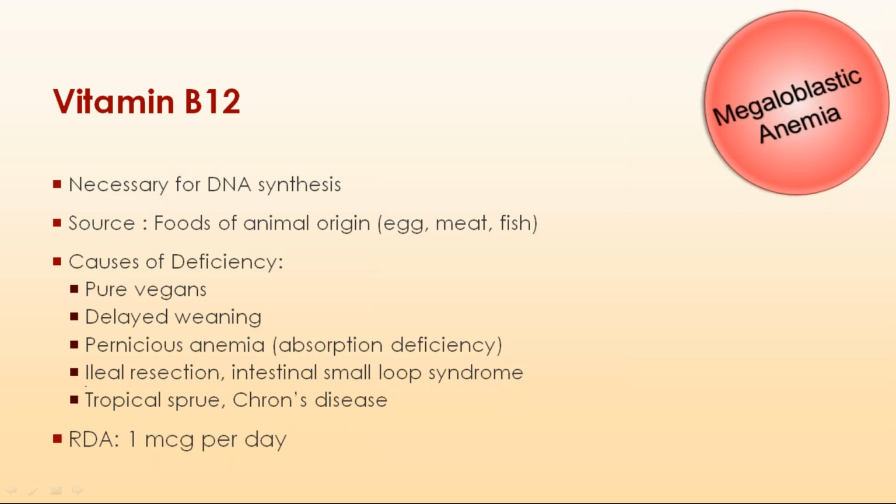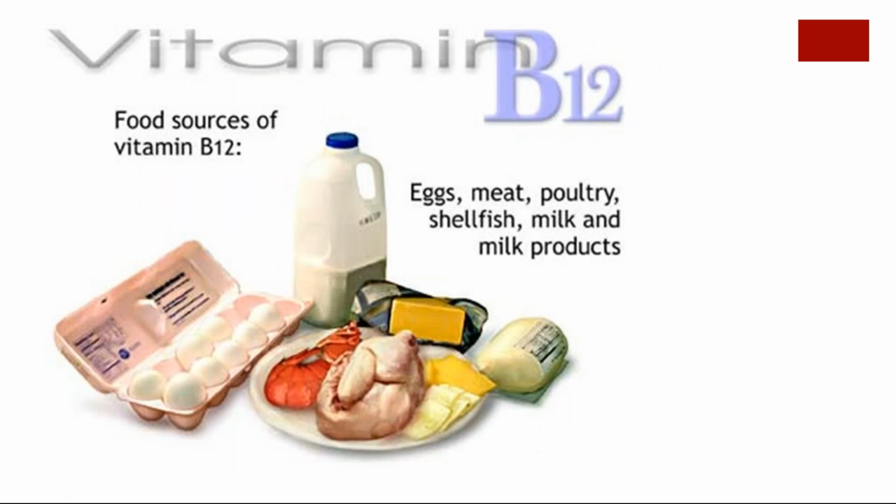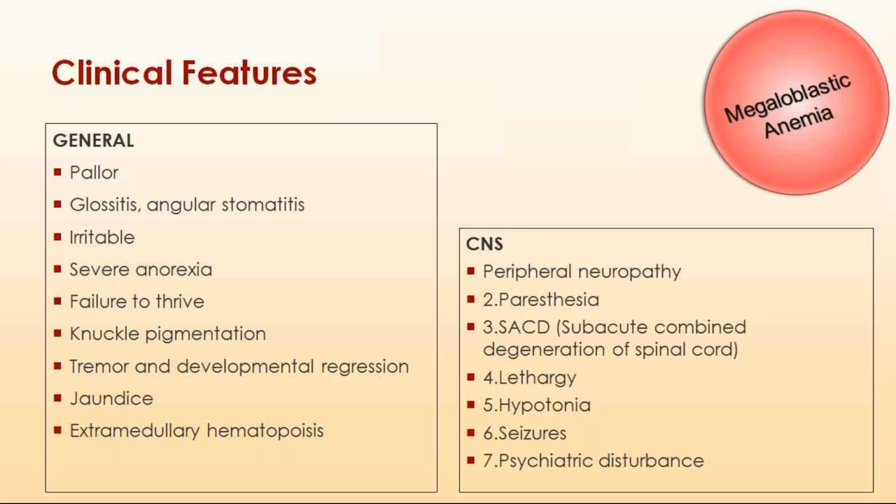The recommended dietary allowance is 1 microgram per day. You know, B12 is necessary for brain development, spinal cord, and red blood cells. It's an important part of metabolism. So the central nervous system requires B12 more, the brain and spinal cord. That's why B12 deficiency manifests with neurological manifestations. As again, the sources, as I said: eggs, meat, poultry, shellfish, milk, and milk products.